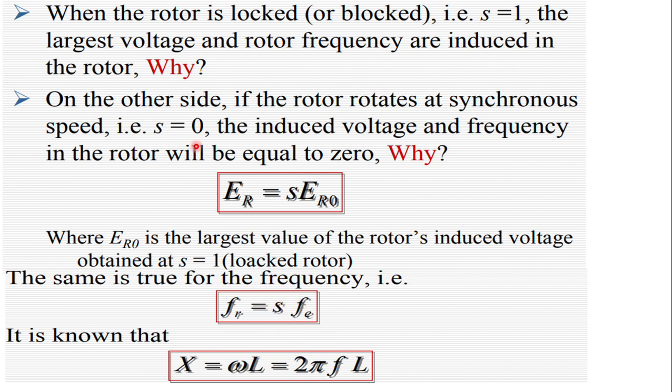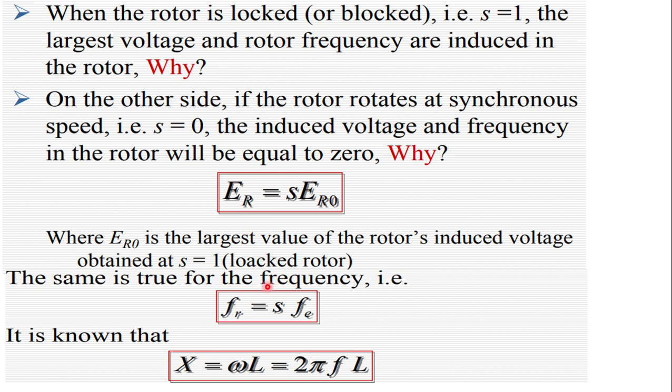On the other side, if the rotor rotates at synchronous speed, which means synchronous speed is equal to motor speed, slip is equal to 0. Here the induced voltage and frequency in the rotor will be 0, since slip is 0. Here E_R0 is the largest value of the rotor's induced voltage, when the rotor is blocked or when the slip is 1. The same is true for rotor frequency.